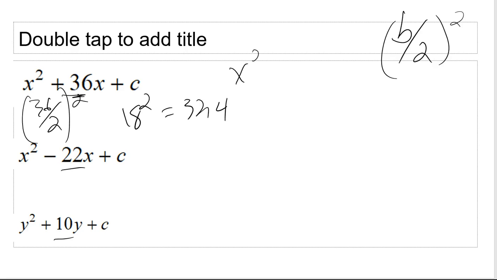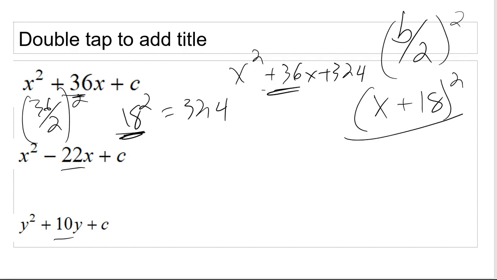324. So I'm going to write this out, x squared plus 36x plus 324. Alright, we're going to have parentheses x, because it's a variable. 36 is positive, so plus. And then we said it was half of this number, that's 18, squared.